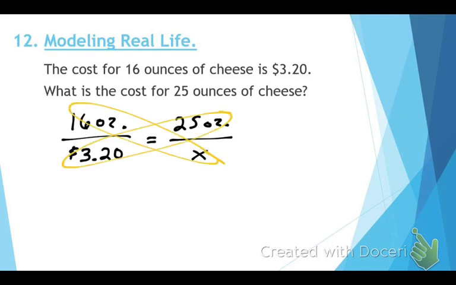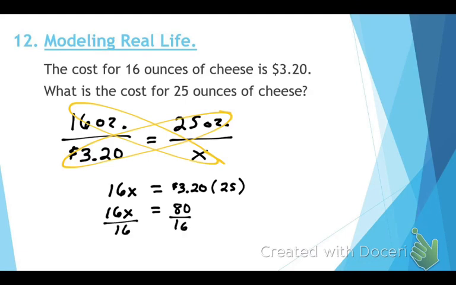How many of you did cross products? Quite a few of you, okay? So we've got 16x equals 3.20 times what? 25 ounces. When you do that, what do you get on the right side? 80. How do I get that x by itself? Divide by 16. Divide by 16, and we find out x equals what? $5. So when it asks you, what's the cost? The cost is $5.